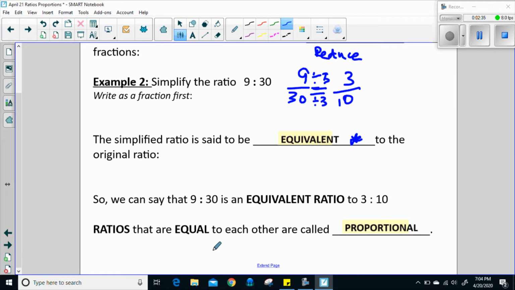And ratios that are equal to each other are called proportional because they are in proportion to each other. This whole multiplying, timesing by the same value, that's what makes them proportional.